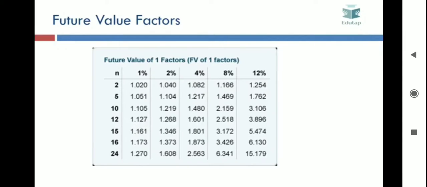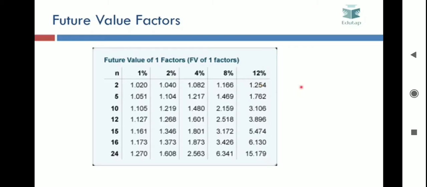Similarly, the future value factors help you know what would be the future value of rupee 1 after a certain number of years at a certain interest rate. Let's try to understand this also with an example. Suppose you have rupee 1 today and you want to know its future value after 5 years at 12% rate of interest. So by this table, you can easily get to know that the future value of rupee 1 after 5 years at 12% rate of interest would be 1.762.